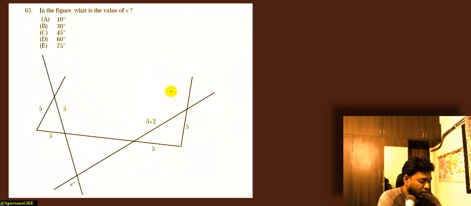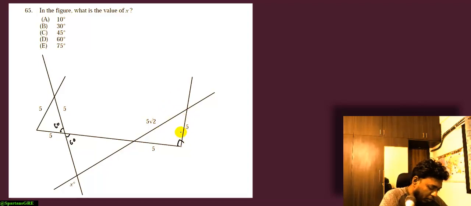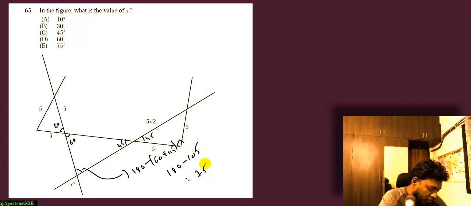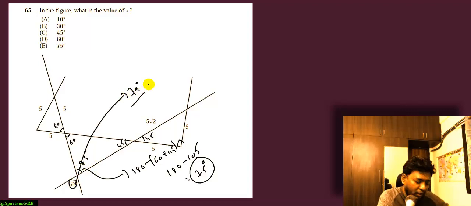Now let's move on to our next question. In this question, you are asked to find the value of x. Now this is an equilateral triangle. Equilateral triangle means this will be 60. So this will be 60. And this triangle is a right angled isosceles triangle. So since it has 1:1:√2 ratio of sides, this value will become 90 and this will be 45. If this is 45, this angle will be 45. So this angle will be 180 minus (60 plus 45), which is 180 minus 105. So that will give you 75 degrees. So this x will also be 75 degrees, right?